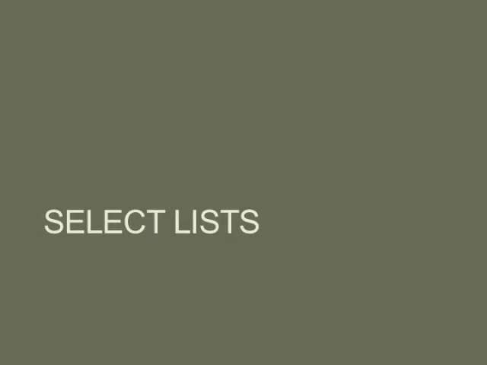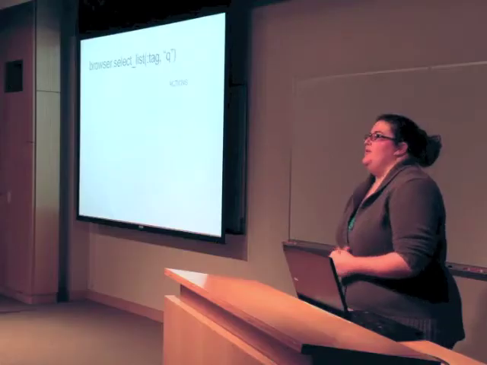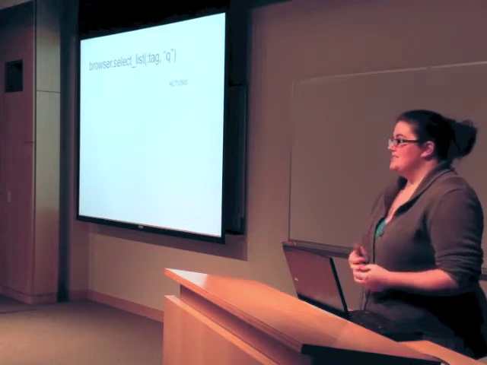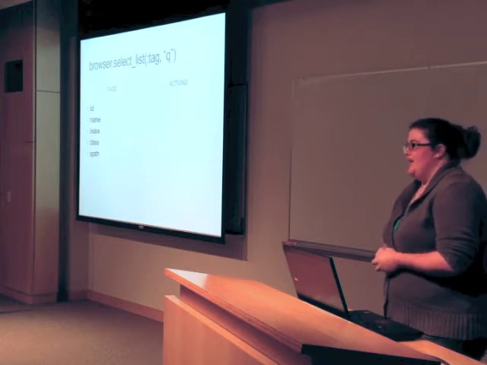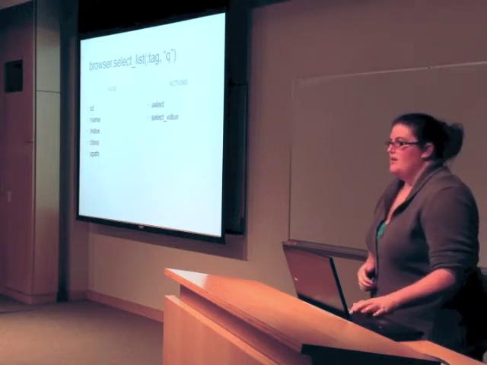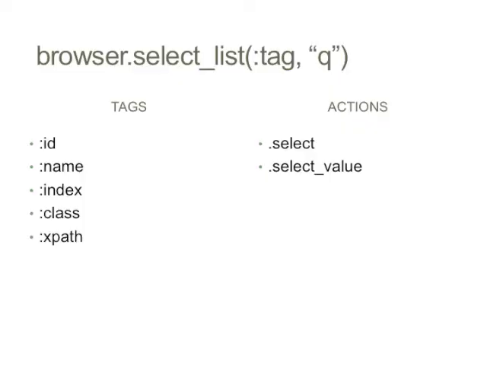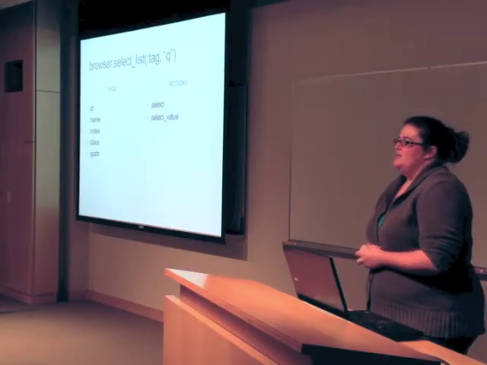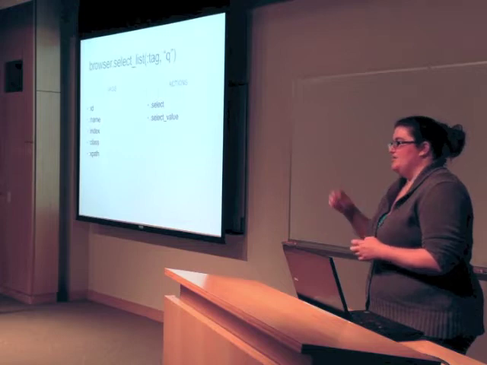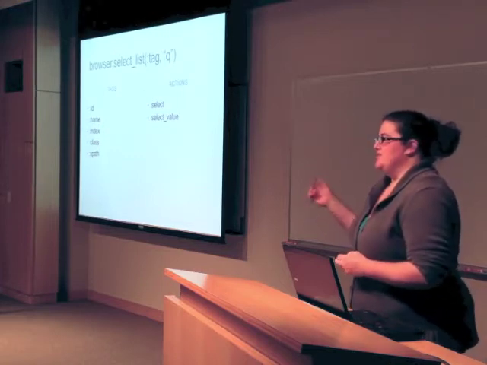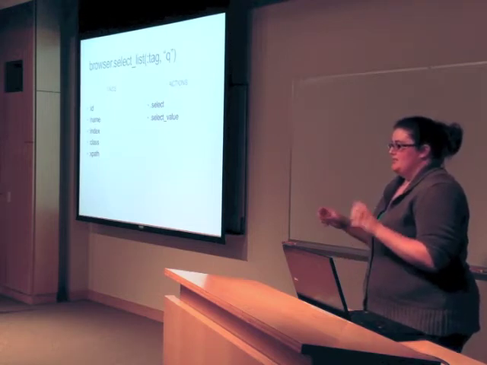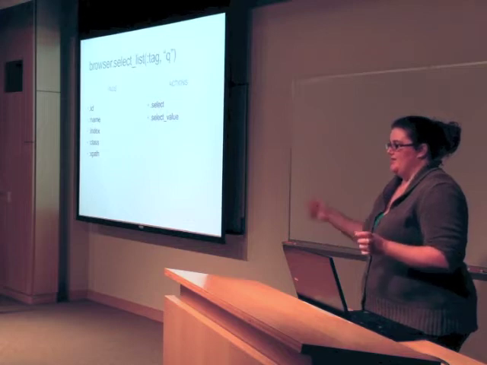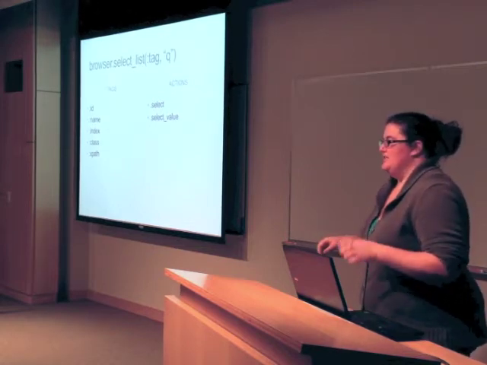Select lists. The way you access a select list is through a select list tag or method. And the tags you can use to find it are ID, name, index, class, and XPath. And the actions you can take are select, which will select anything. So usually you pass in your text. Say you have a select list with a bunch of browsers in it. You can select Firefox. Or you can select the value, which means within the select list you have your option value and its text. So you can say select value of 1.